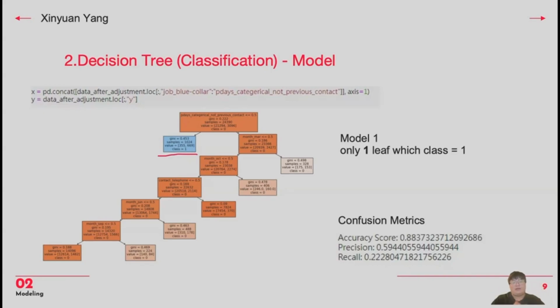However, we found that there was only one leaf, whose class equals 1. Although the confusion matrix showed that the accuracy rate was about 0.88, the recall rate was only about 0.22.